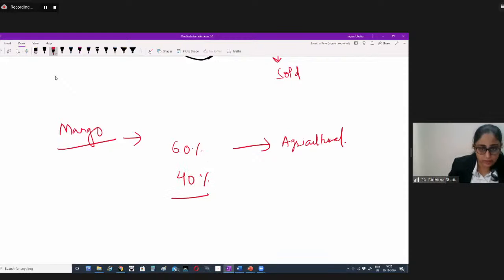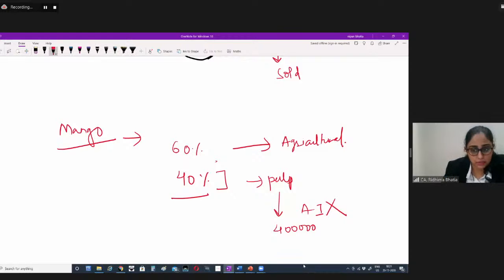Now on the remaining 40%, please listen. What did I do? I deployed certain processes and made a mango pulp out of it. Now this mango pulp I'm selling to a juice company. Say by selling pulp I get 4 lakh rupees. Can I say this is my agricultural income? No, this is not my agricultural income.